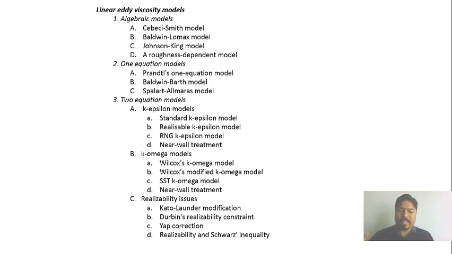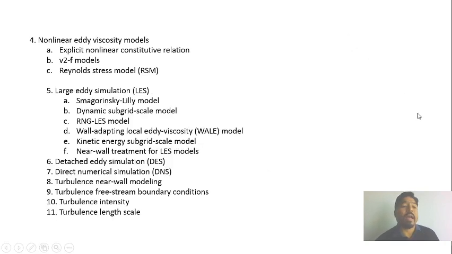So we have subsections of these, like standard K epsilon, realizable K epsilon, RNG K epsilon model, near wall treatment, Wilcox, SST, near wall treatment. So these are the sub models of these two equation models that are available. When we solve our problem in the CFD domain, we will understand these equations, what kind of problem we can solve using these governing equations. Okay, non-linear eddy viscosity models like explicit non-linear constitutive relations, V2F models and Reynolds stress models.